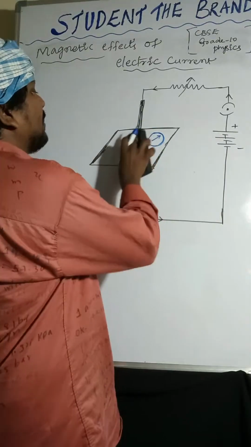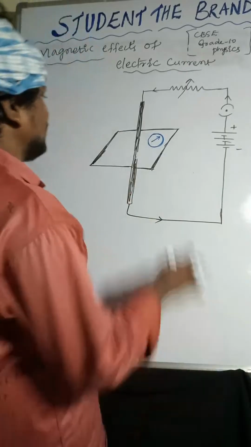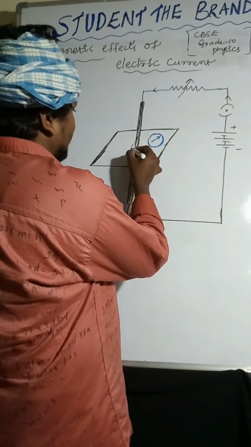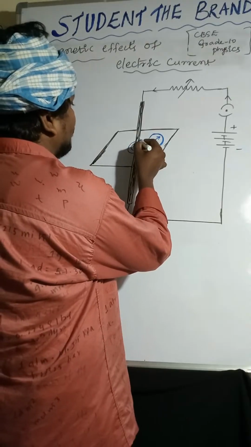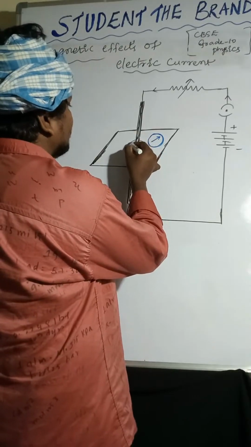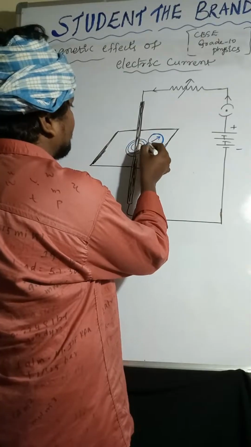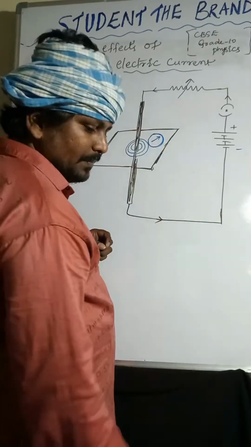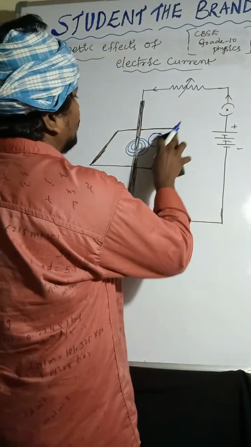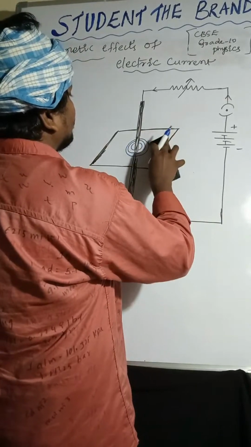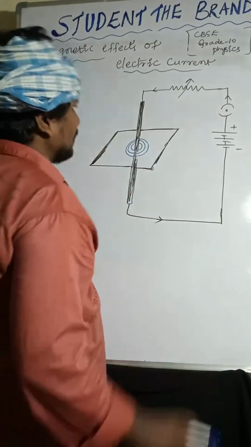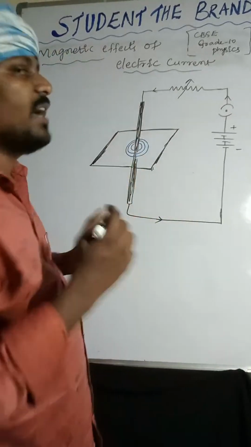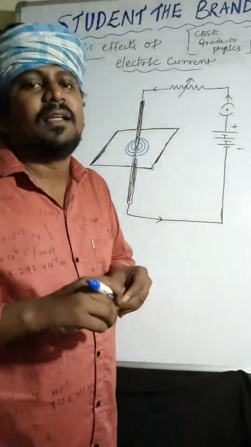So in the form of concentric circles, so here I am taking like this. The magnetic field will be in the form of concentric circles like this. So closed loops. How can we identify the magnetic field?